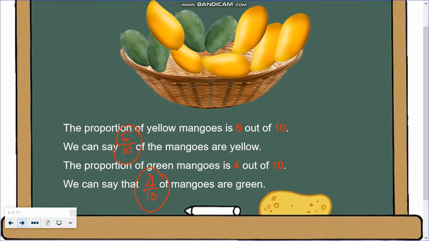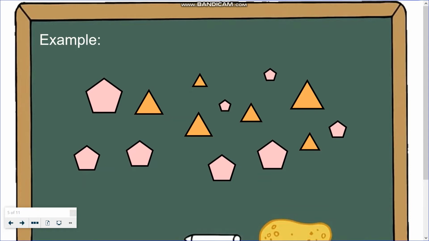Let's go to the next example. Look at the following shapes. Let's count them. 1, 2, 3, 4, 5, 6, 7, 8, 9, 10, 11, 12, 13, 14. So there are 14 shapes on the board. We have two types of shapes on the board. We have pentagons and triangles. So we are going to get the proportion of pentagons and the proportion of triangles among the given set.